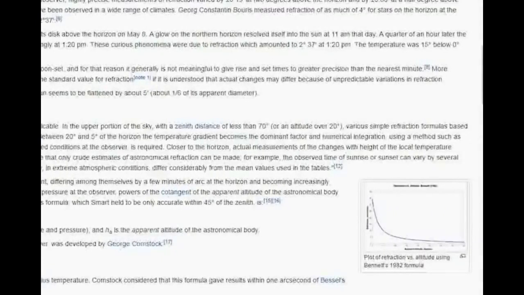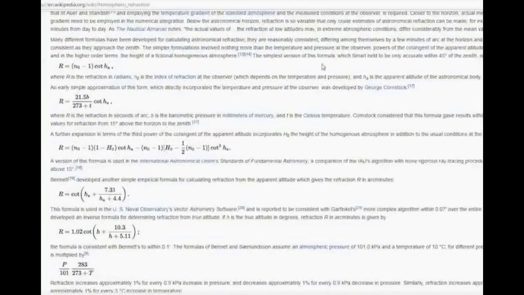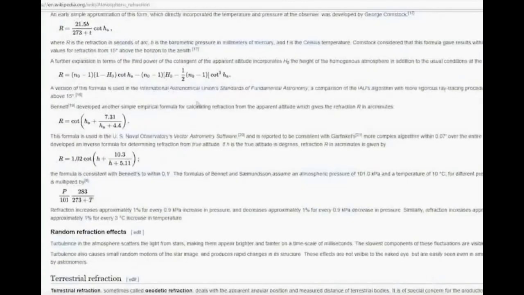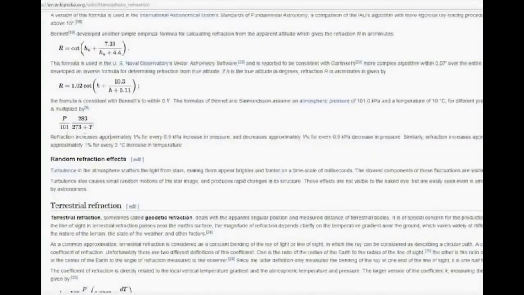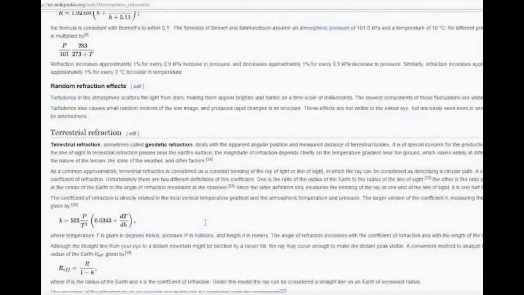Then they give some formulas, although these formulas might be kind of useless because they would have to know the exact elements contained in the atmosphere and the changes in temperature, especially in the thermosphere. And then a calculation so complex would never be reduced to such a trivial equation. However, this formula is interesting. Here it says the amount of refraction increases 1% for every 3 degrees decrease in temperature and increases 1% for every 3 degrees increase in temperature.